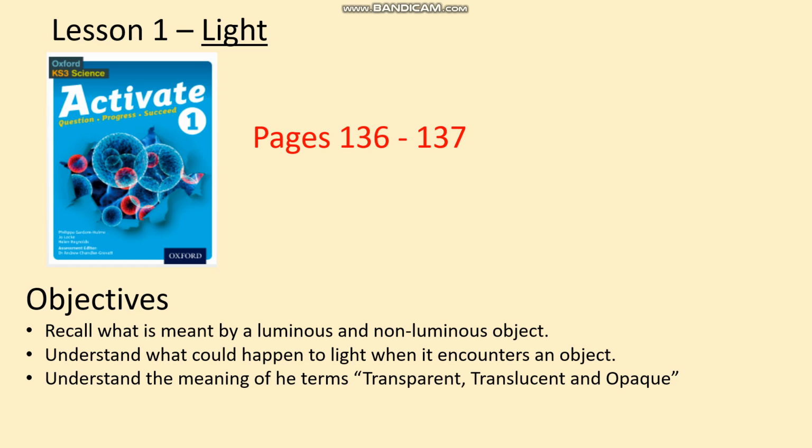This video is for lesson 1 of the light topic entitled Light. By the end of the lesson you should be able to recall what is meant by a luminous and a non-luminous object, understand what could happen to light when it encounters an object, and understand the meaning of the terms transparent, translucent and opaque.